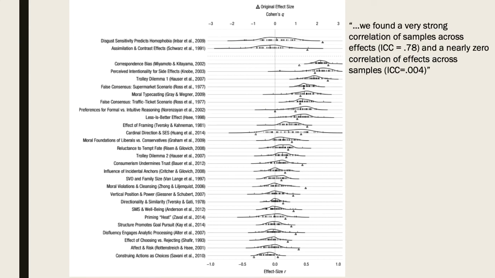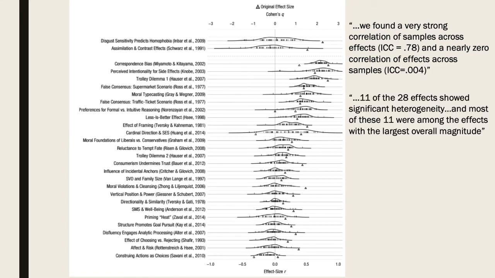So they found, and here are some quotes from the paper, "a very strong correlation of samples across effects and a nearly zero correlation of effects across samples." In other words, knowing which effect you're studying tells you a lot more than who's doing the work.